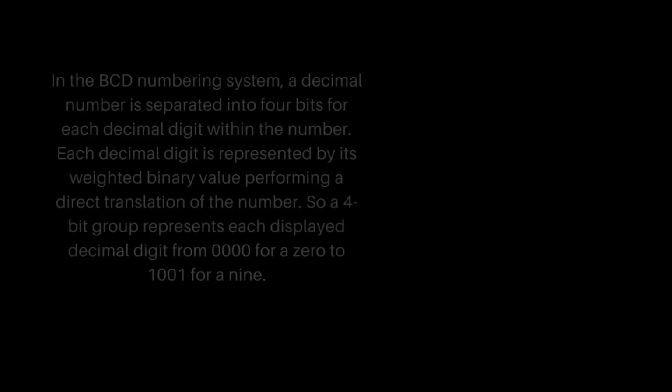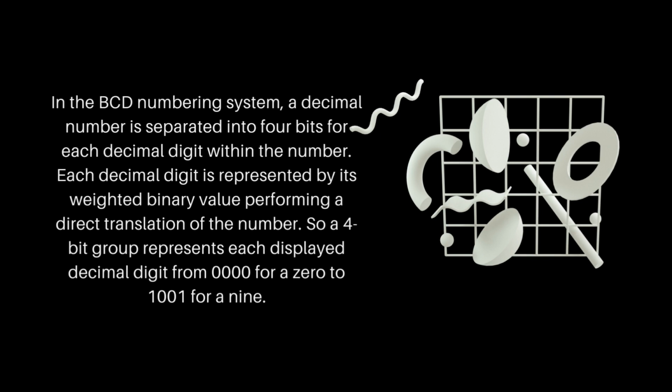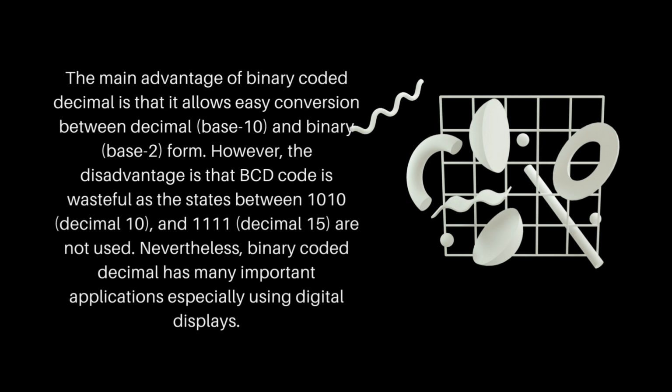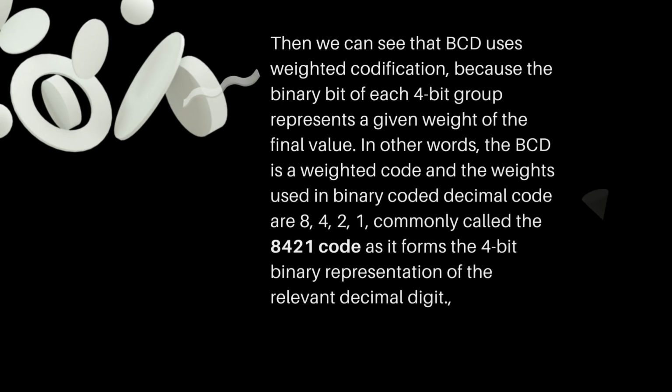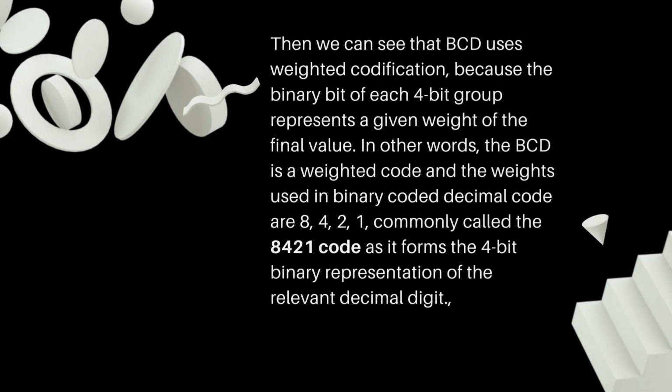In the BCD numbering system, a decimal number is separated into 4 bits for each decimal digit within the number. Each decimal digit is represented by its weighted binary value, performing a direct translation of the number. So a 4-bit group represents each displayed decimal digit from 0000 for a 0 to 1001 for a 9. So for example, 357 in decimal would be presented in binary coded decimal as 357₁₀ equals 001101010111.